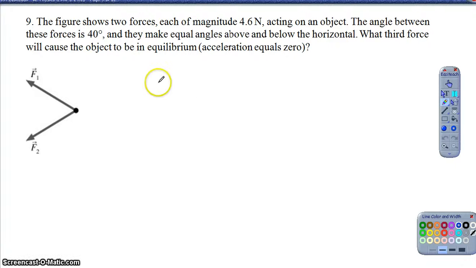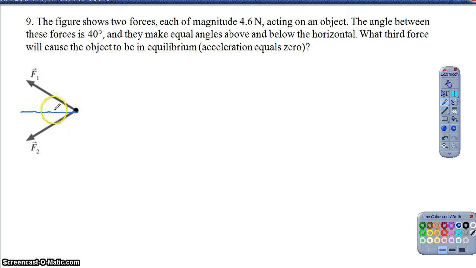Okay, so picking up part 2 of homework 3-1, we'll get through hopefully questions 9 through 12 here. So the figure shows two forces, each of magnitude 4.6. The angle between the forces is 40, and they make equal angles above and below the horizontal. So that's actually very helpful for a lot of reasons.